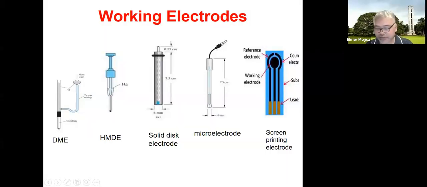So the last thing that we have discussed last time has something to do with the so-called working electrodes. And here are some of the examples of the working electrodes that we have. So I already told you this is your dropping mercury electrode, the hanging mercury drop electrode, and then this is the solid disc electrode, the micro electrode, and this is the one that I told you that is common nowadays, especially for portable stuff, the so-called screen printing electrode.